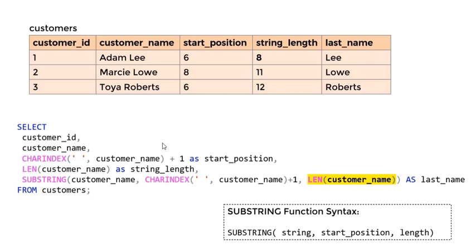Len customer gives the length of the customer name. Len function, char index function, substring function. Just remember these functions: string, substring, char index, length. The len function gives the length of the string, and char index gives the position, and substring extracts the string values, right?